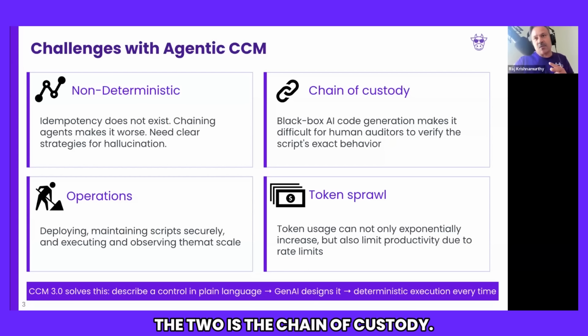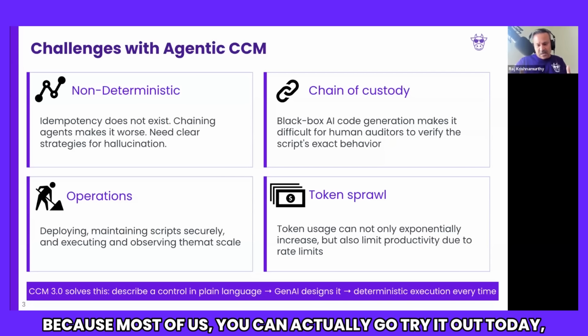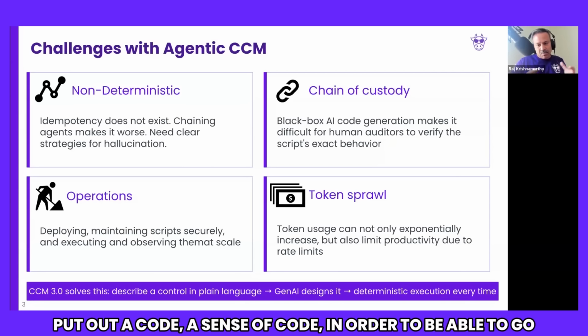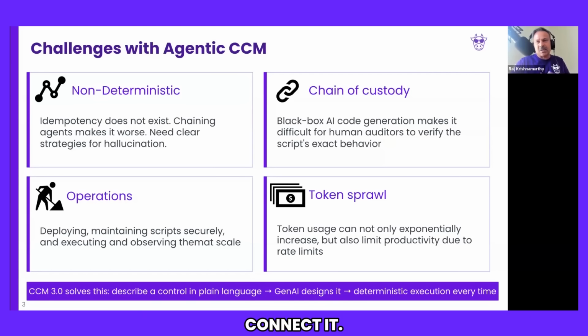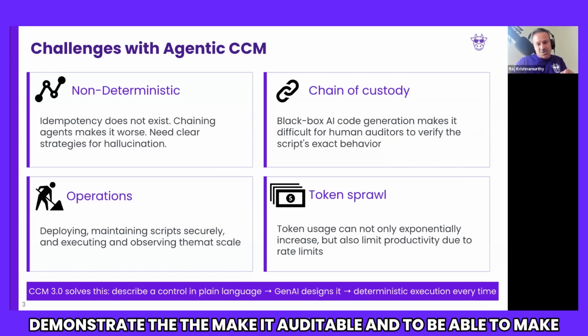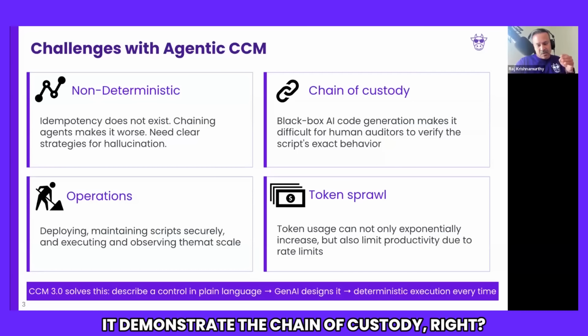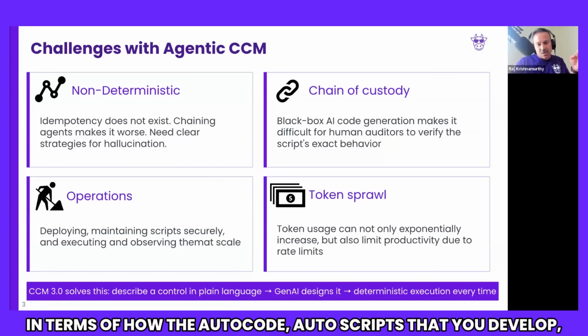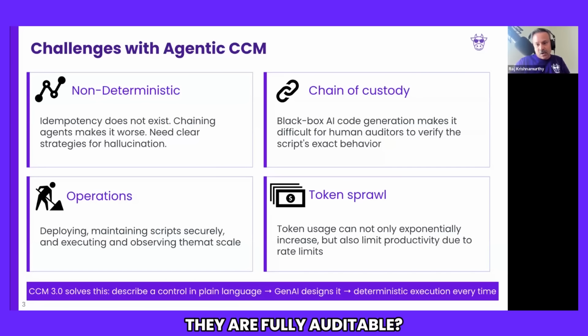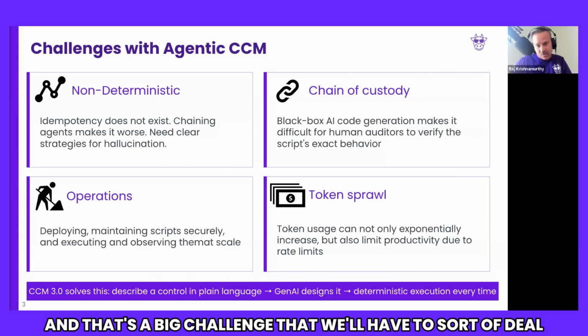The second is the chain of custody, because you can actually go try it out today. You can describe something, and it'll maybe put out a sense of code in order to connect it. But the problem is that it becomes very difficult for you to make it auditable and to demonstrate the chain of custody. In terms of the automation scripts that you develop through agents, how are you going to demonstrate that they're fully auditable? And that's a big challenge that we'll have to deal with today.